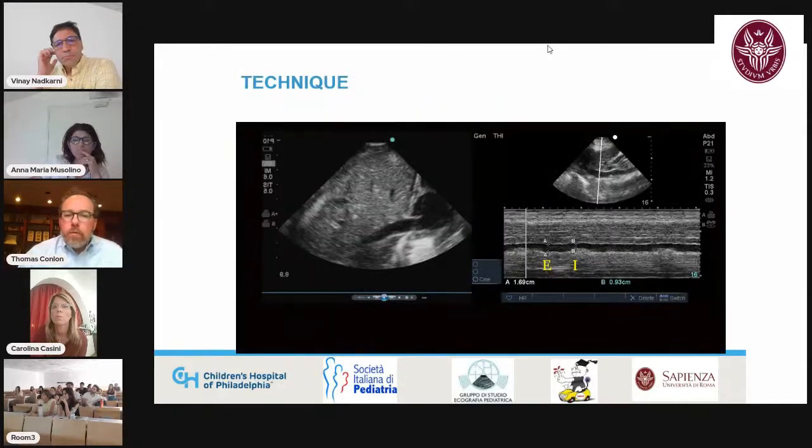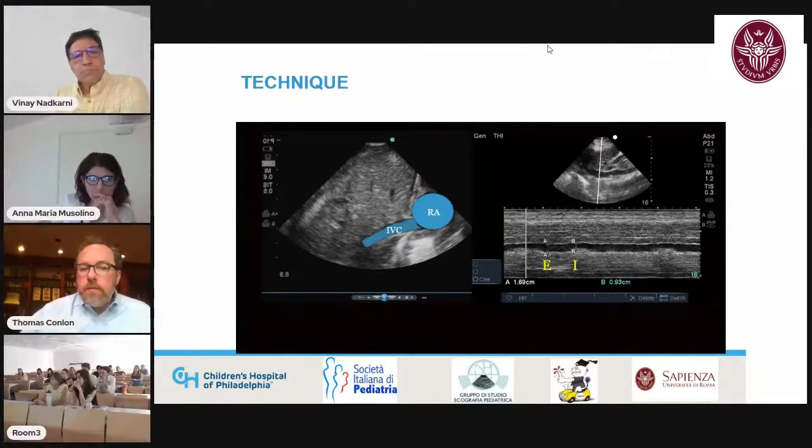And I can look for respiratory variability on the long axis view of the inferior vena cava. On the picture on the left, you can see the right atrium, the inferior vena cava, and the confluence of the inferior vena cava with the hepatic vein. And I can actually measure the changes in the contour of the inferior vena cava and the diameter on the longitudinal view to assess whether or not my patient might be fluid seeking.